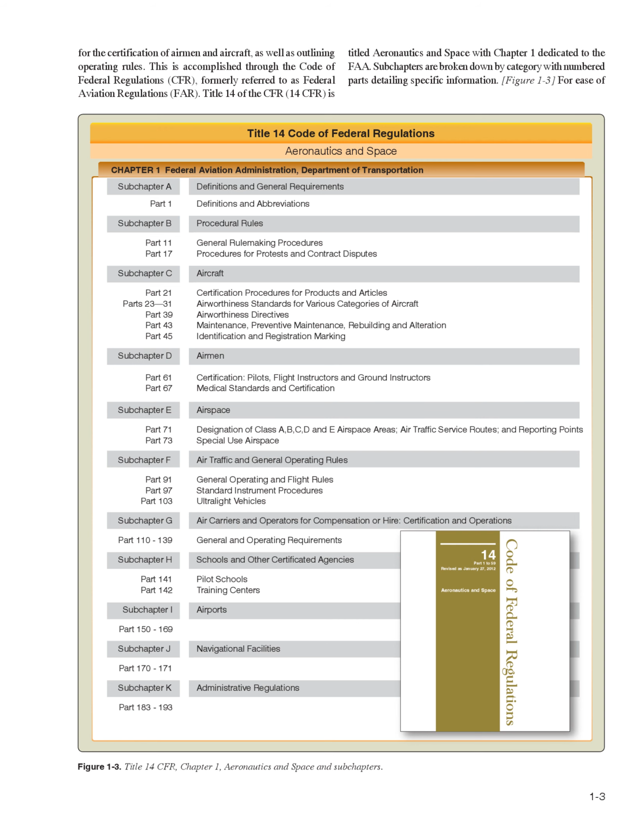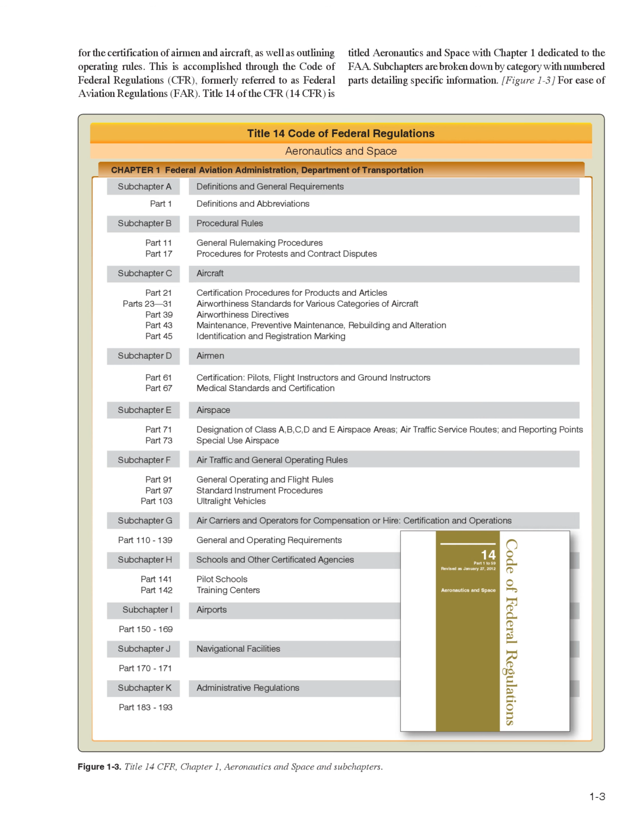Subchapter D. Airmen. Part 61. Part 67. Subchapter E. Airspace. Certification, pilots, flight instructors and ground instructors. Medical standards and certification. Part 71. Part 73. Designation of Class A, B, C, D in the airspace areas, air traffic service routes, and reporting points.